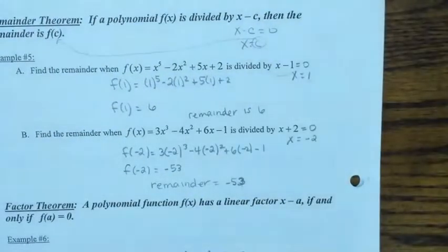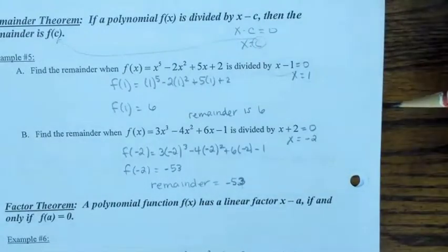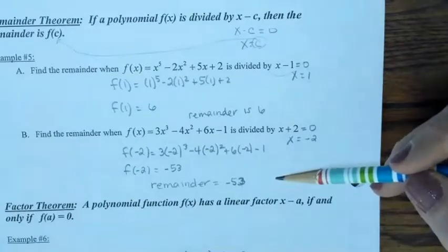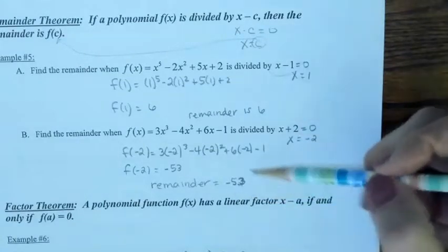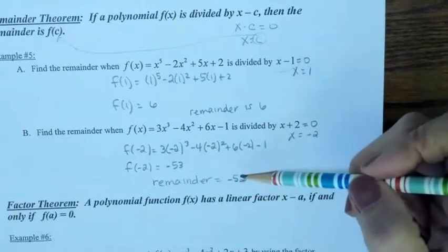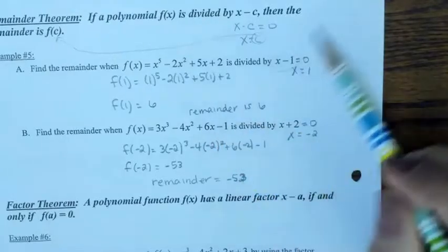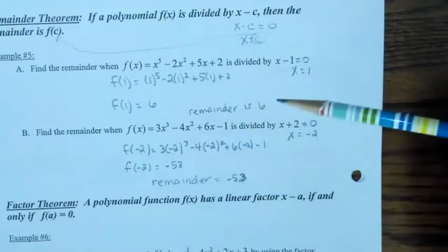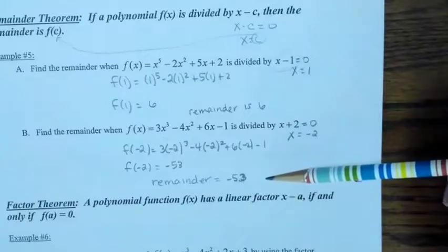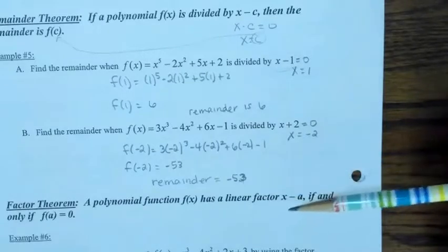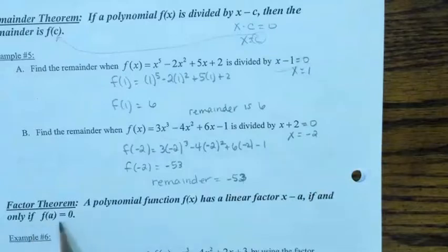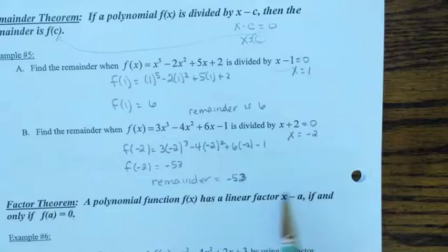So what a remainder means: if I divide one polynomial into another and get a remainder of anything other than 0, then that means this would not be a factor of this polynomial. If I get a remainder of 0, then that means it goes in evenly, and then that would be a factor. That's what the factor theorem says. If I get a remainder of 0, this was a factor of my original function.